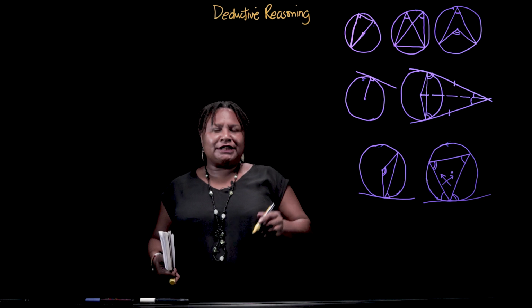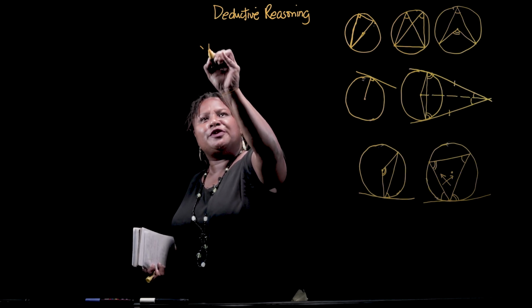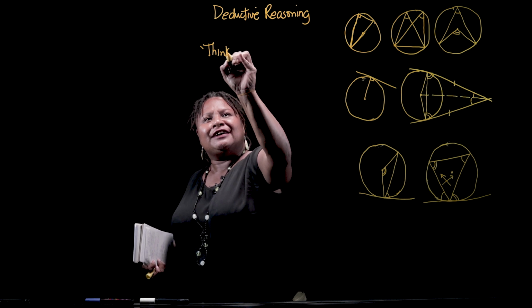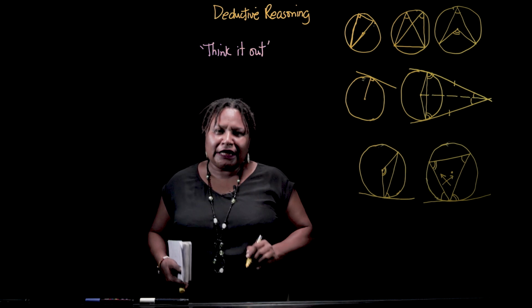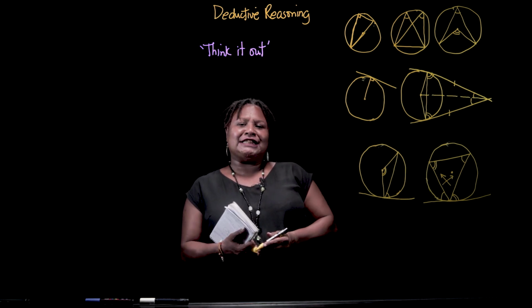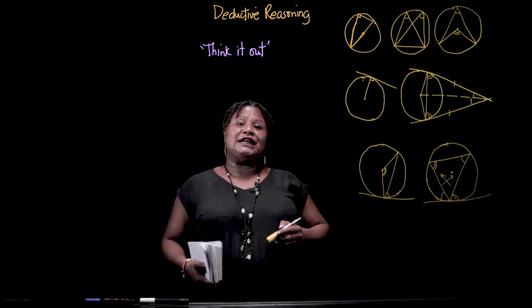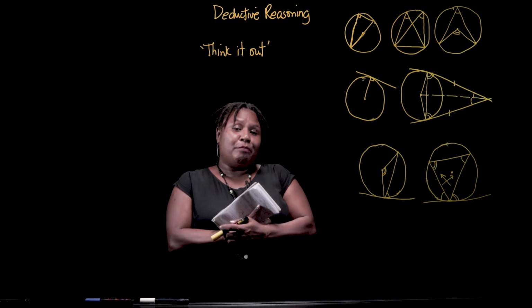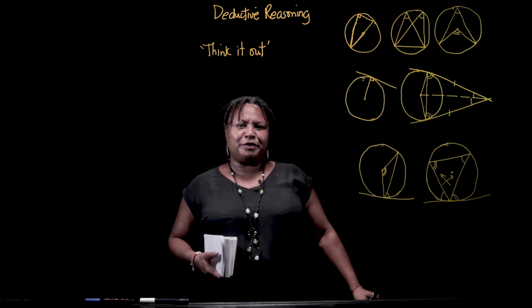Deductive reasoning simply means to think it out. So thinking it out, meaning you have to use logical reasoning to get to your answers. So we're going to see how to apply deductive reasoning with circle geometry. But first things first, we need to review our circle properties.